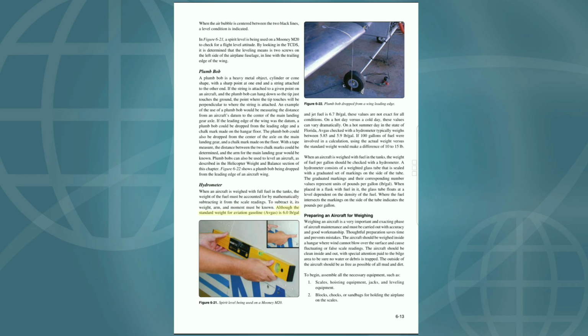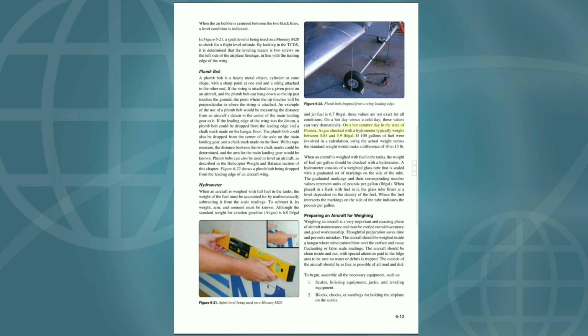Although the standard weight for aviation gasoline, AVGAS, is 6.0 pounds/gal, and jet fuel is 6.7 pounds/gal, these values are not exact for all conditions. On a hot day versus a cold day, these values can vary dramatically.